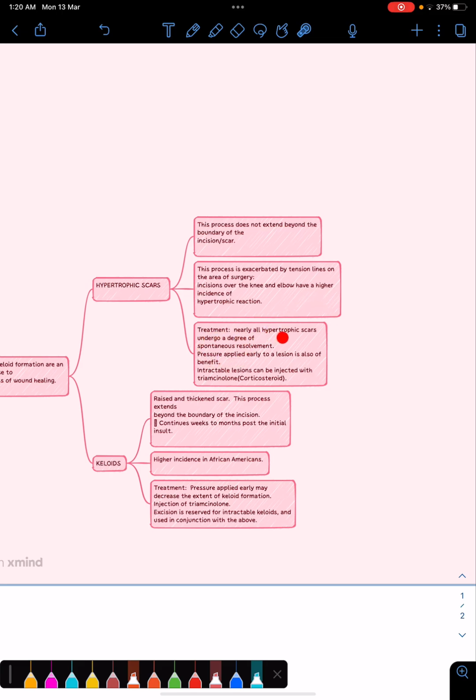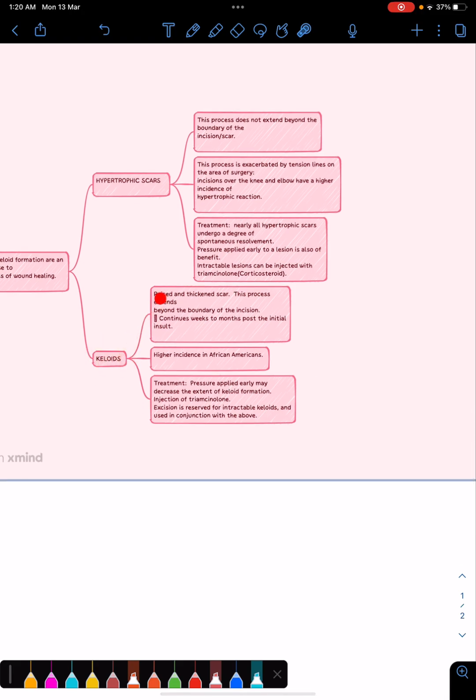Treatment: nearly all hypertrophic scars undergo a degree of spontaneous resolution. Pressure applied early to a lesion is also of benefit. Intractable lesions can be injected with triamcinolone, which is a corticosteroid.